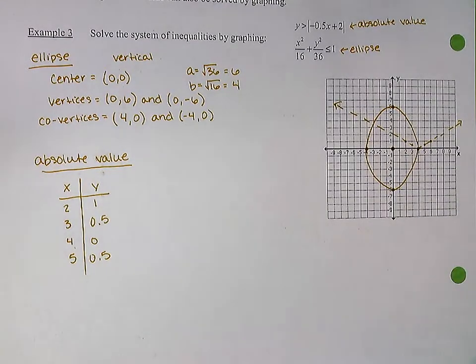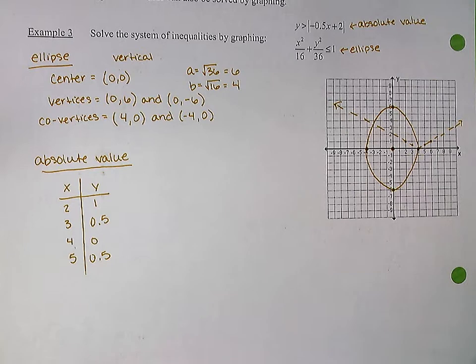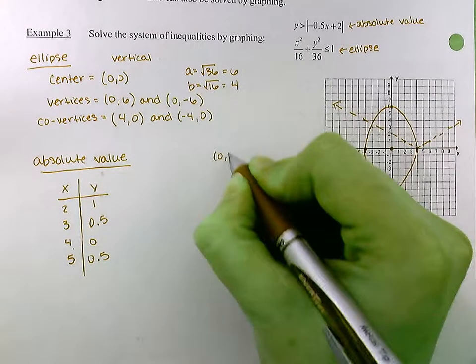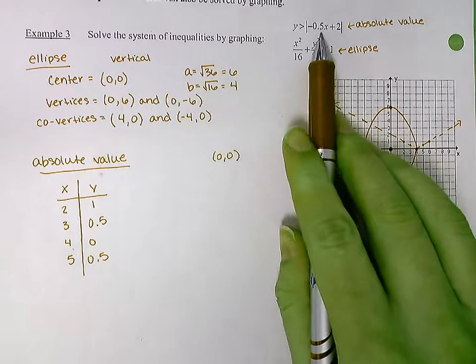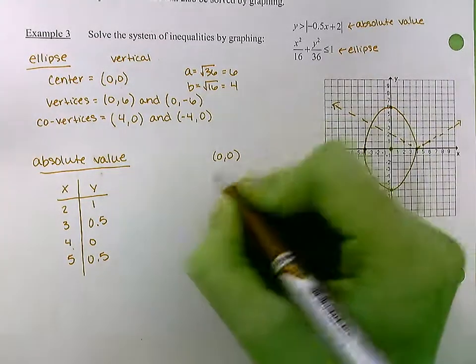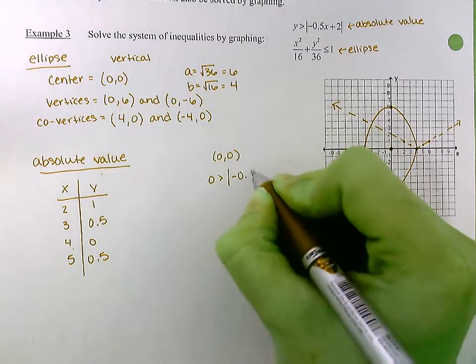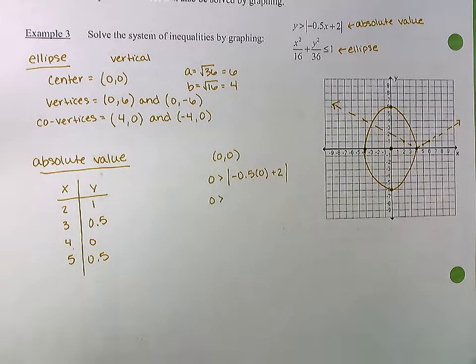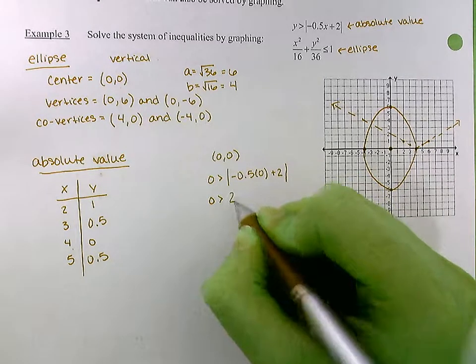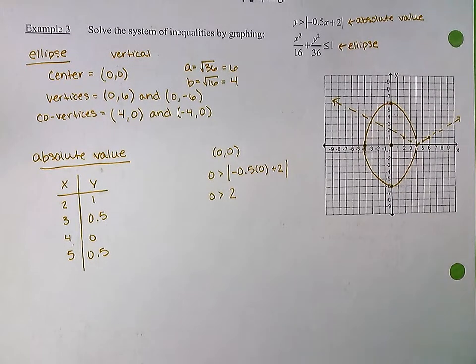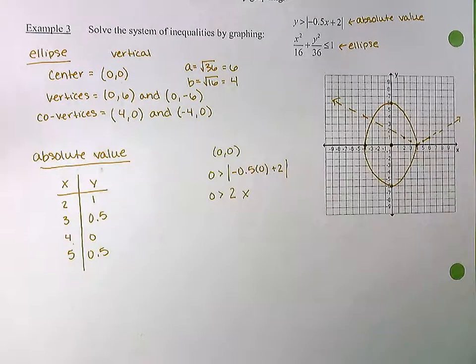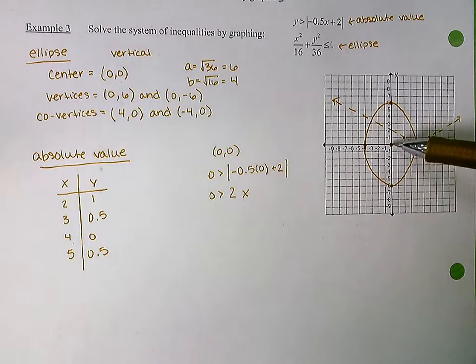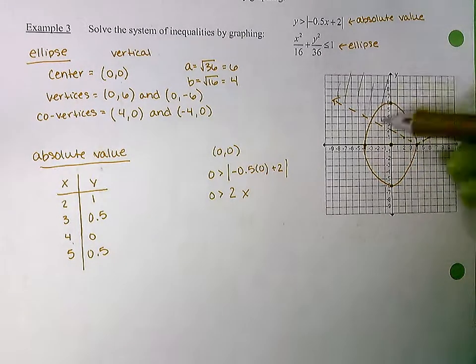Again, V shape. Next, I need to pick a point. Neither of these lines hit 0, 0, so I'm just going to pick 0, 0 as my point. So plugging in 0, 0 for my absolute value since it's my first equation here, I have 0 greater than negative 0.5 times 0 plus 2. So I have 0 is greater than 2. Is 0 greater than 2? No. So since 0, 0 wasn't true, that means I need to shade above my absolute value.